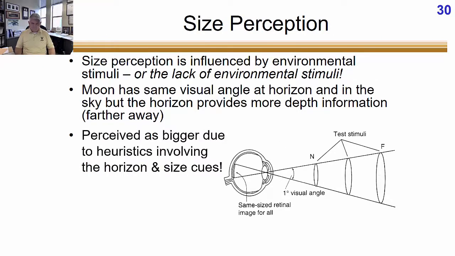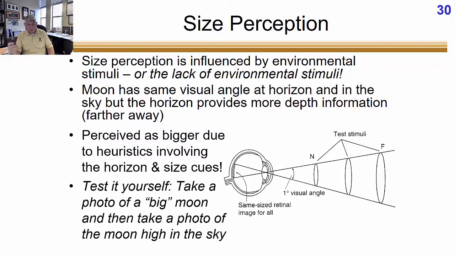All right. Perceived as bigger due to heuristics involving the horizon and other size cues. You can test this yourself. The next time that you see a moon, you say, wow, that moon's really big. Take a picture of it with your phone. Don't zoom in, just take a regular normal picture, and then later that night or the next night when the moon's high in the sky, take another picture of the moon. And if you compare the size, if you measure the size of the moon on those pictures, it will be identical, I promise you.